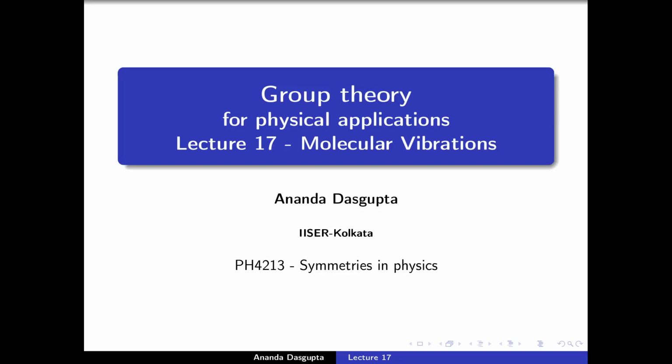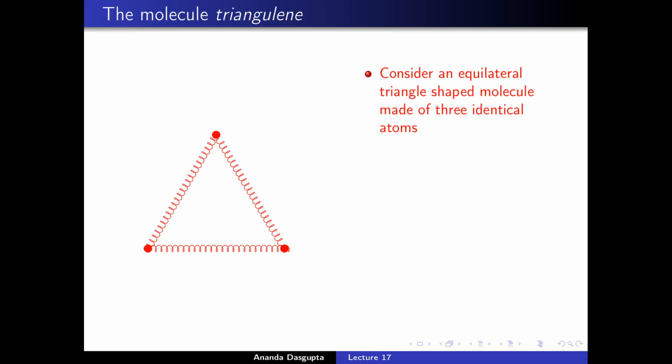And what we are going to do is we are going to assume that there is a fictitious molecule called triangulene, which is shaped like an equilateral triangle, at least when it is in equilibrium, and it is composed of three identical atoms at three corners of an equilateral triangle. Come to think about it, this is not so fictitious. After all, the ozone molecule is an example of this kind.